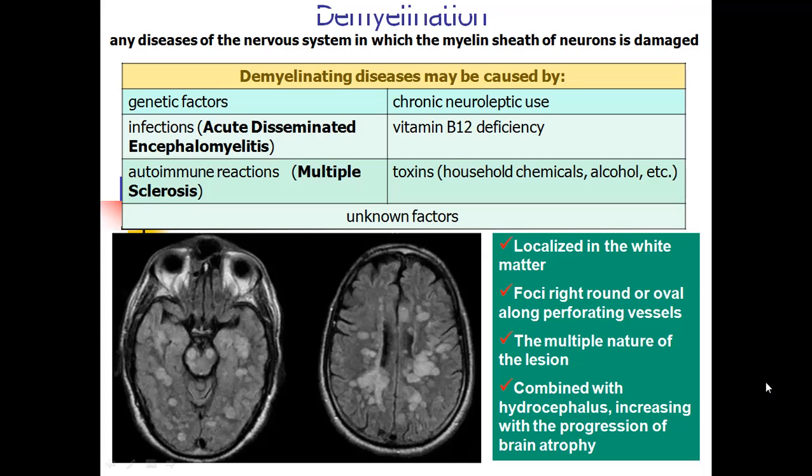Radiological features of demyelination: this pathology is localized in the white matter. The foci are round or oval, along perforated vessels. Usually these foci are multiple and combined with hydrocephalus, increasing with the progression of brain atrophy.